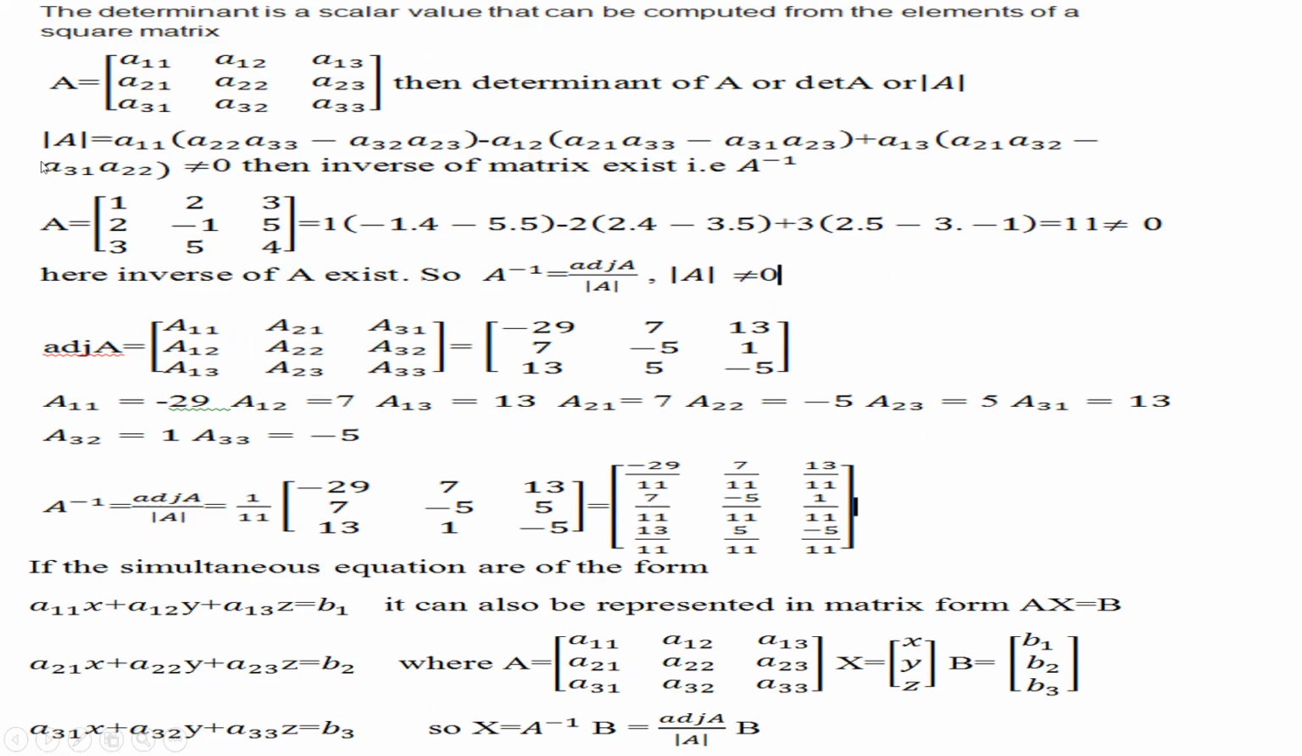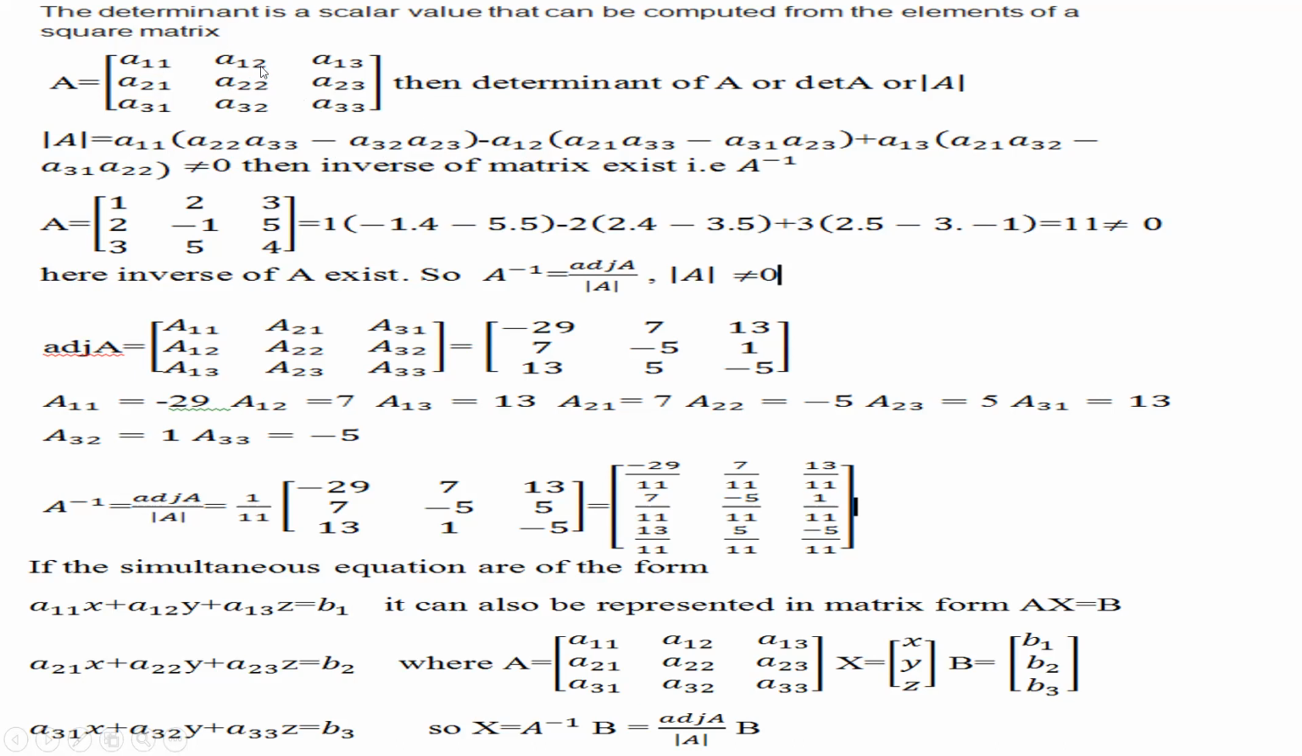Two pipe operators around A represent the determinant of A. Here we'll take A11. We'll leave out this column and this row, and select the remaining matrix, where we do A22 into A33 minus A23 into A32. So that is A11 into (A22 A33 minus A23 A32), and minus A12.